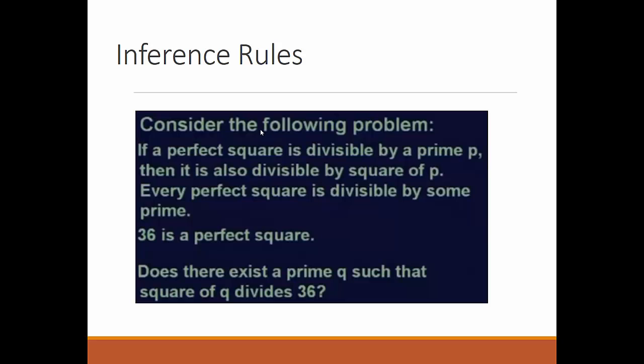So, if a perfect square is divisible by prime p, then it's also divisible by square of p. Every perfect square is divisible by some prime. 36 is a perfect square, and this is the thing we need to prove. Does there exist a prime q such that square of q divides 36?